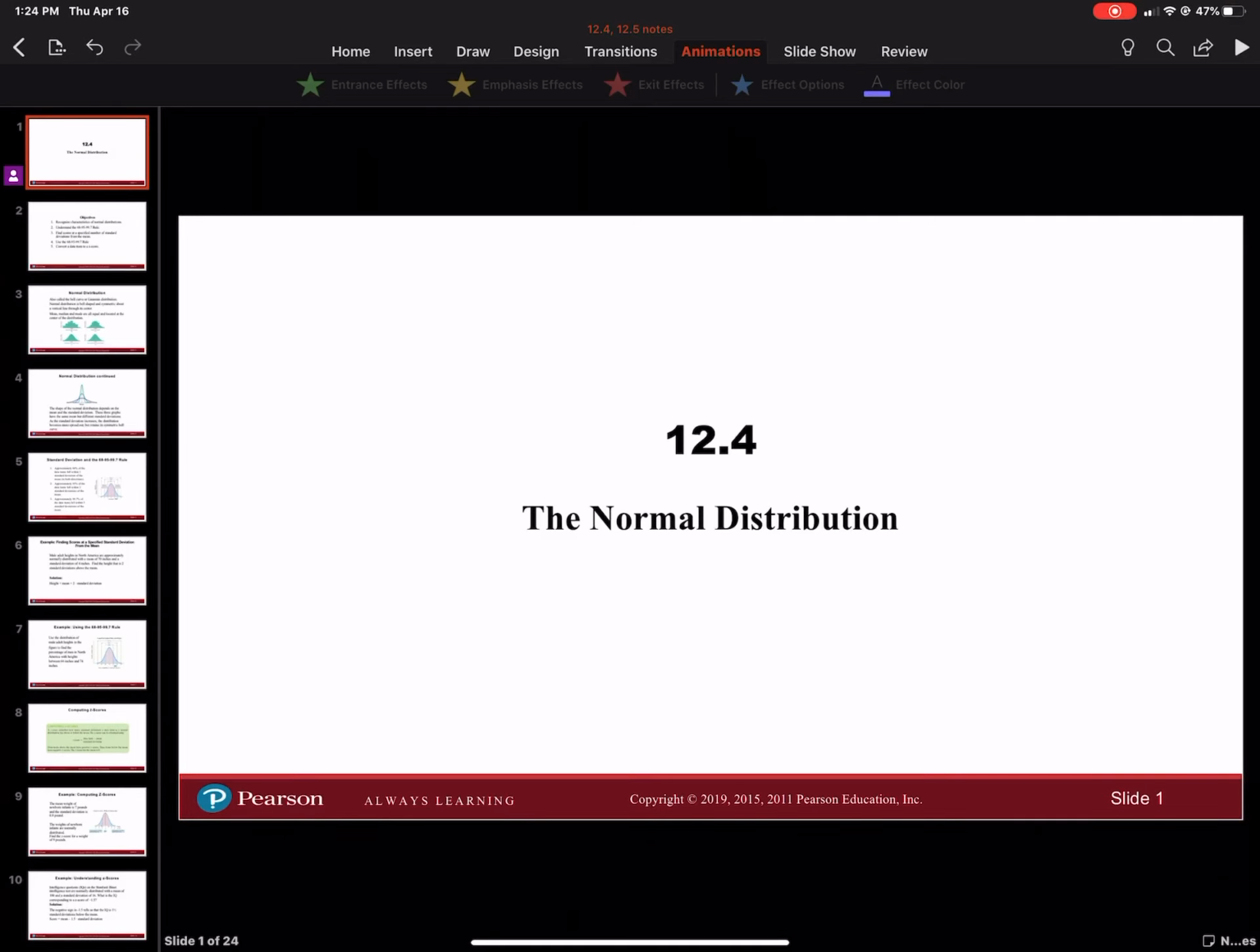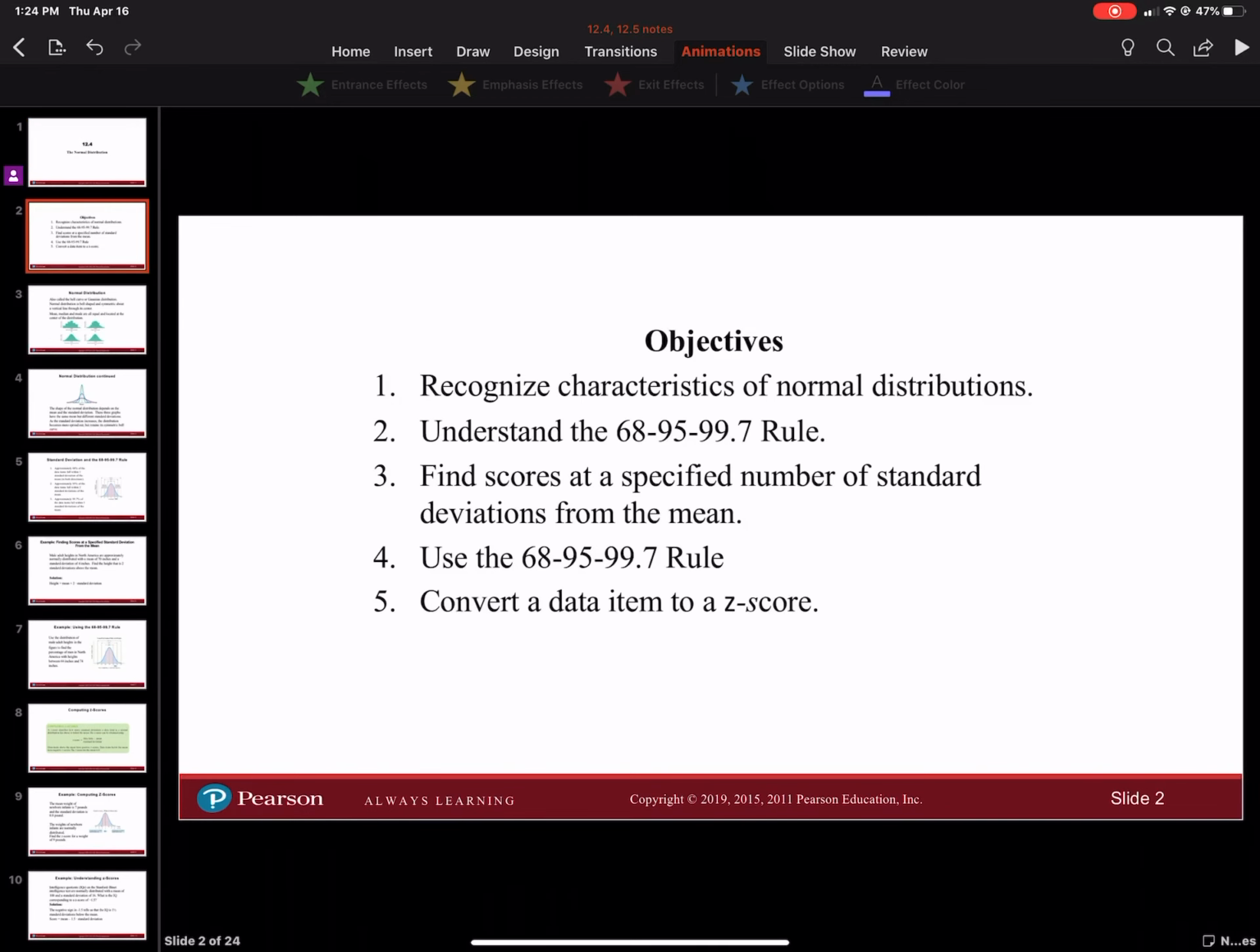Hello class, today we'll be talking about 12.4, the normal distribution. In this section, we are going to recognize characteristics of normal distributions. We're going to understand the 68, 95, 99.7 rule. We're going to find the scores at a specific number of standard deviations from the mean. We'll use the 68, 95, 99.7 rule, and we'll convert data into a z-score.